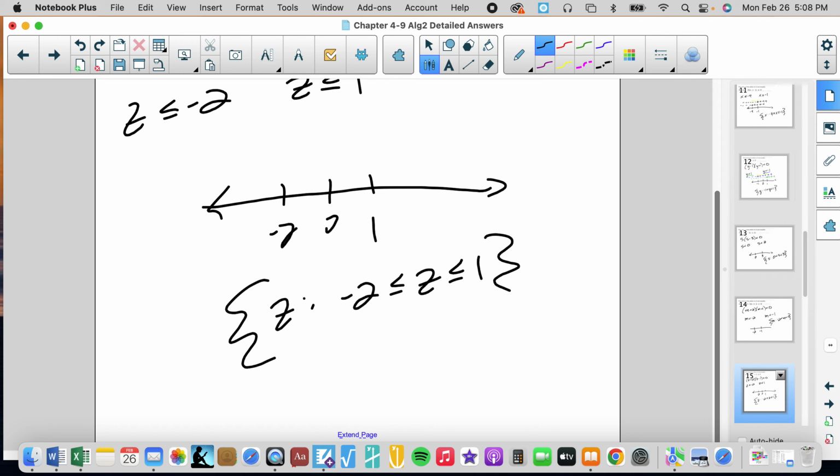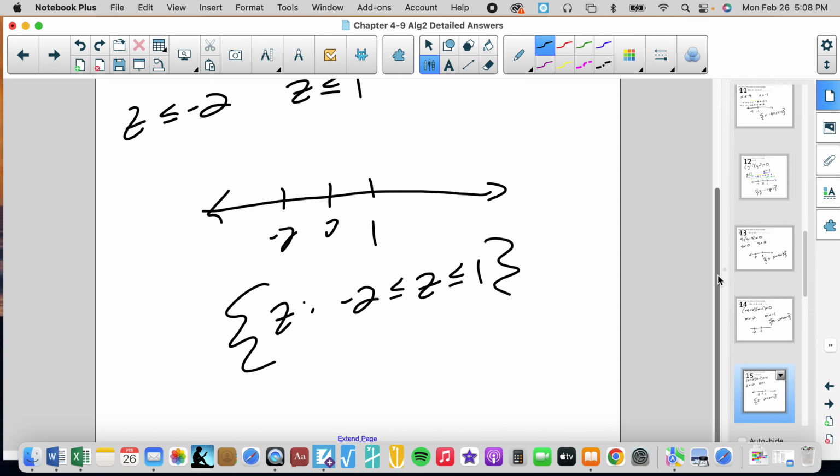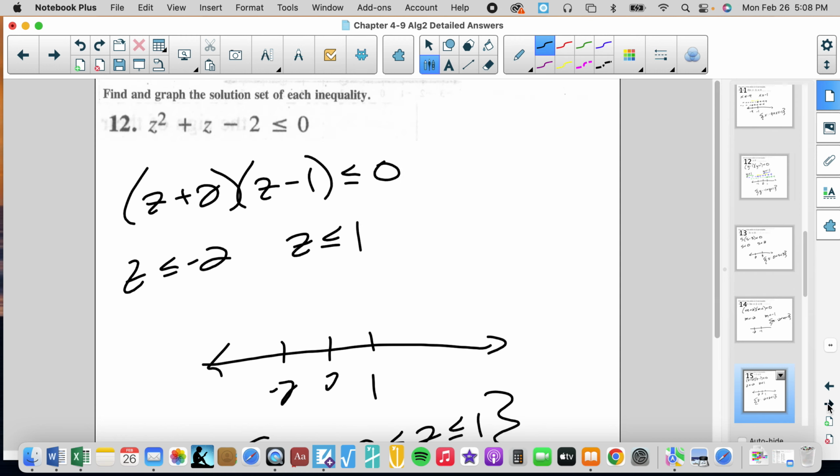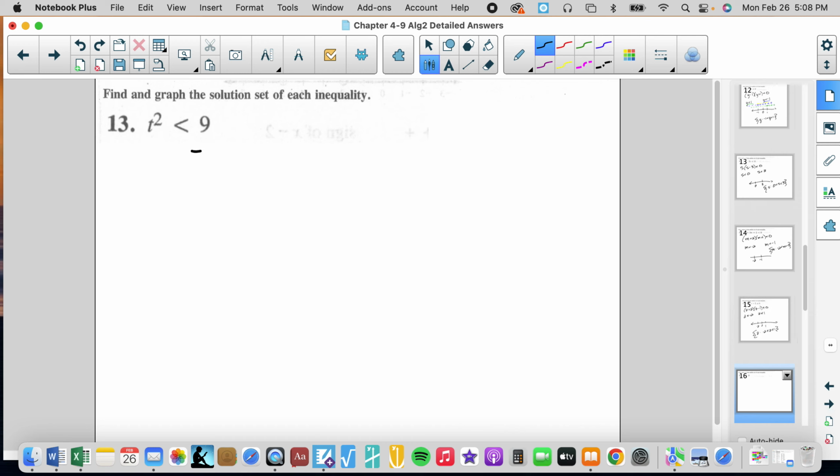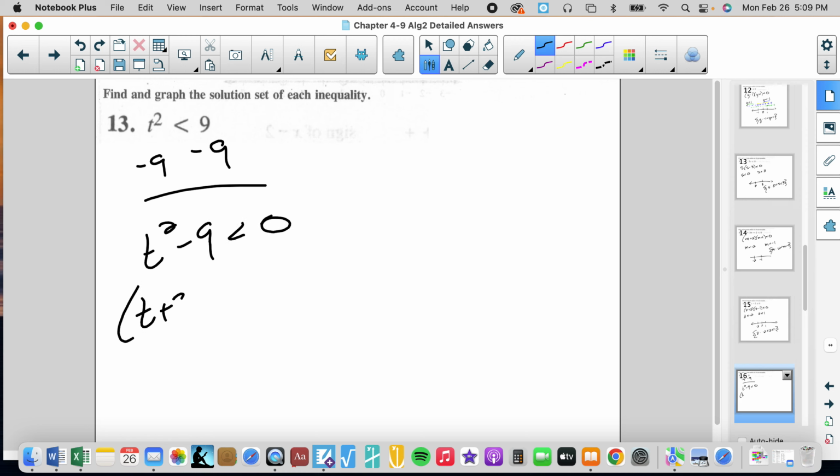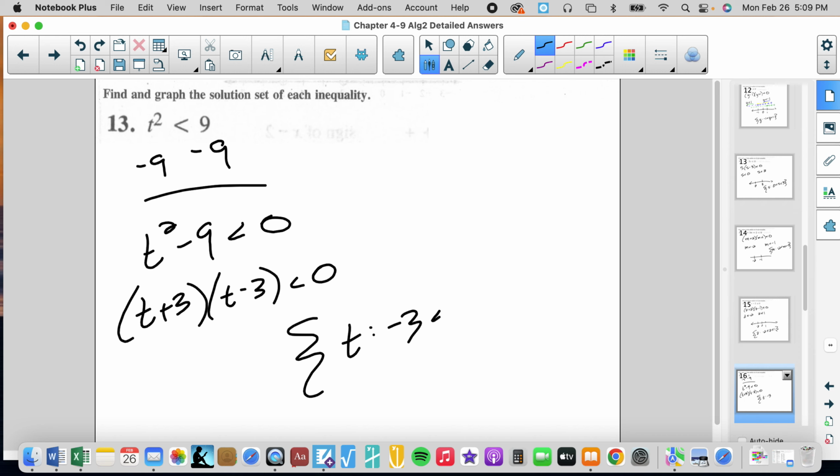Is that number 12? Yes. Minus 9, so we have to set it equal to 0. That's a new trick. And you get t plus 3, t minus 3, less than 0, so it's negative. So I'm going to say my solution set is t, where negative 3 is less than t, which is less than 3. I think that's what 13 is. Negative 3 less than t, which is less than 3.